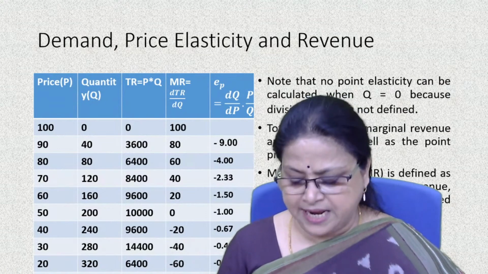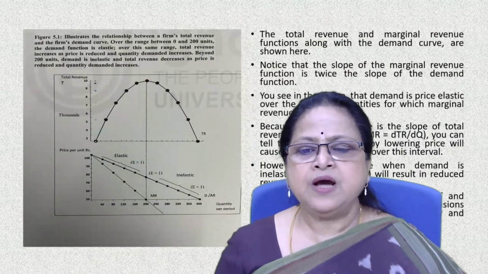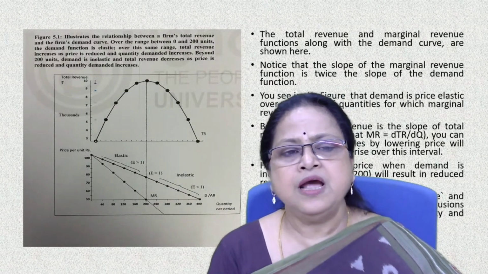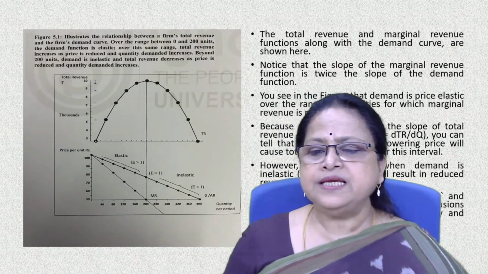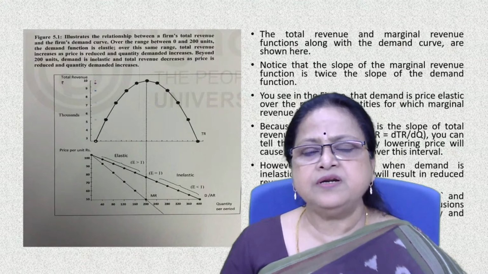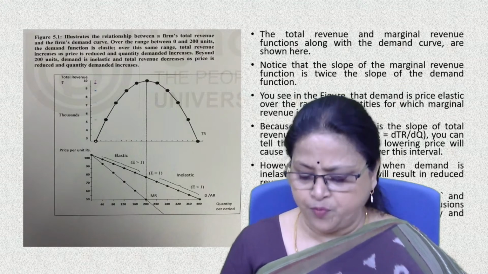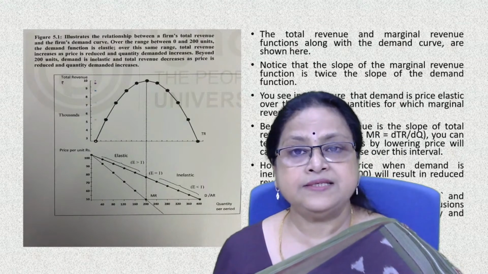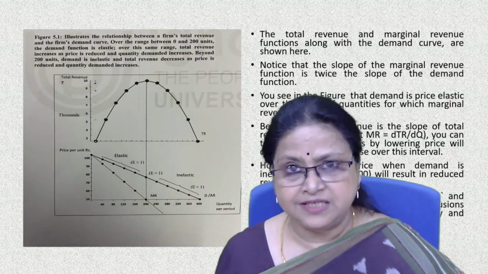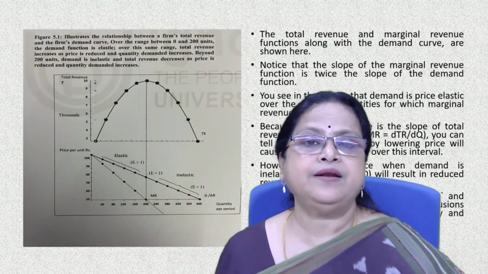That is a mistake while typing. That's a typing error. Now from this example and from this graph, we can say that from the table, from the figure, we can reach some important conclusions about the relationship between elasticity, that is price elasticity, and total revenue.